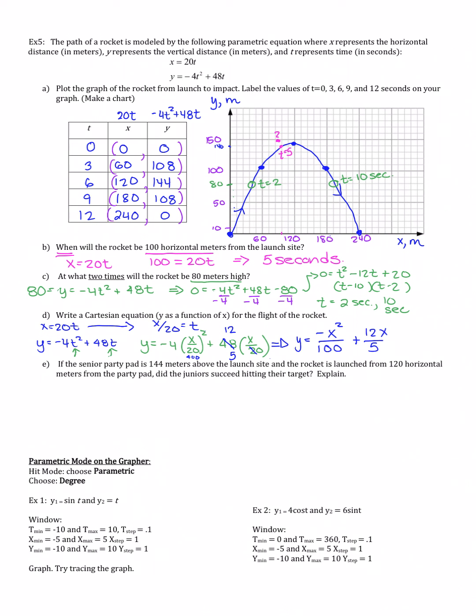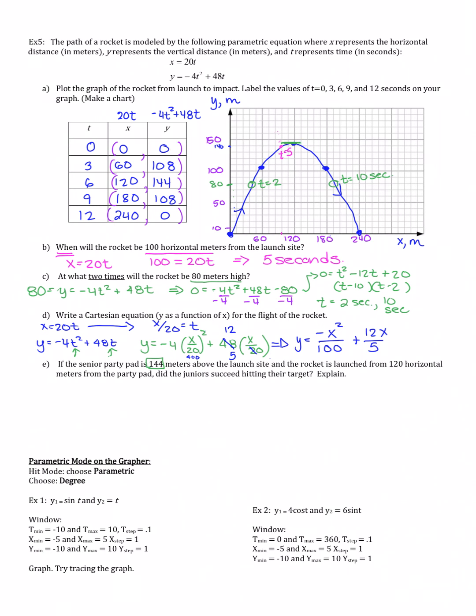Now, okay. So when we get to this example, we have a senior party pad 144 meters above the launch site. Now this particular question, unfortunately, we used one of the actual numbers in our table, but we're going to still go through and do the problem as if we don't already know the answer, okay? Because you will get other times when you don't know.